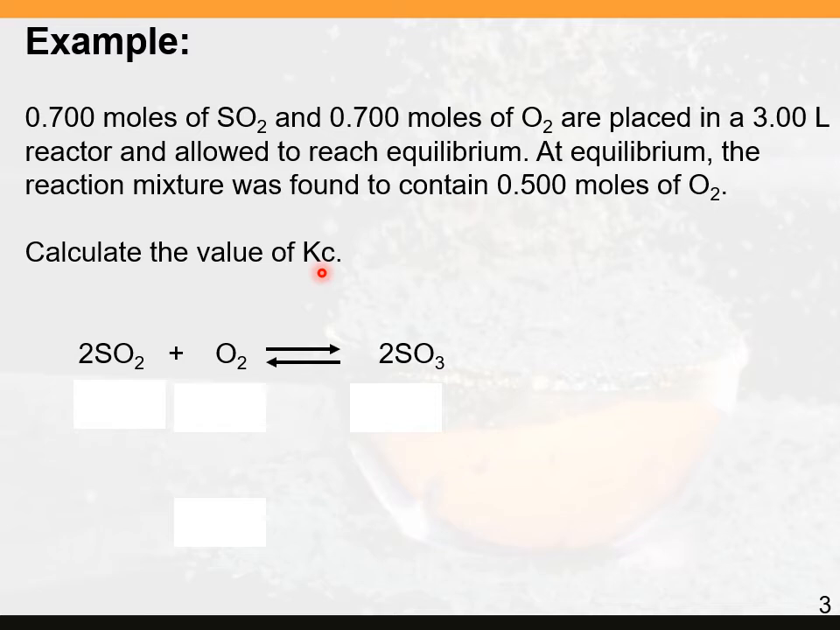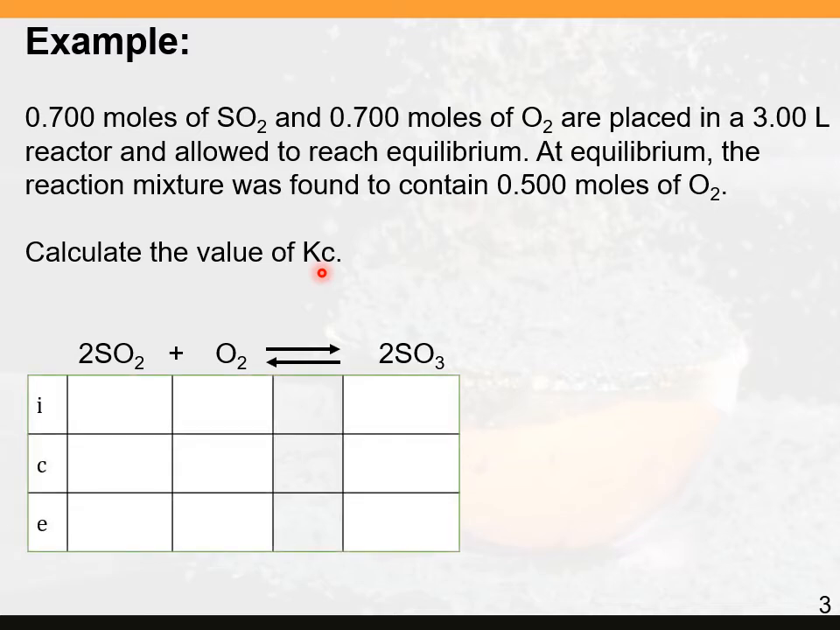We need to first construct an I.C.E table. And then into that I.C.E table, we're going to put in the given values. We're given the quantity of sulfur dioxide, 0.7 moles, and the quantity of oxygen, also 0.7 moles. There is no mention of sulfur trioxide, therefore its starting amount is 0. And lastly, we're given the quantity of oxygen, which is measured at equilibrium. Therefore, 0.5 moles of oxygen will go to the equilibrium box. Next, we are going to calculate the empty boxes.